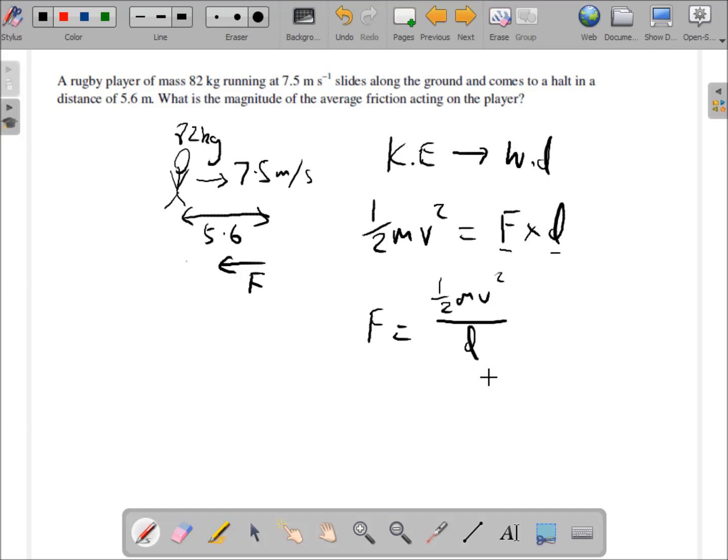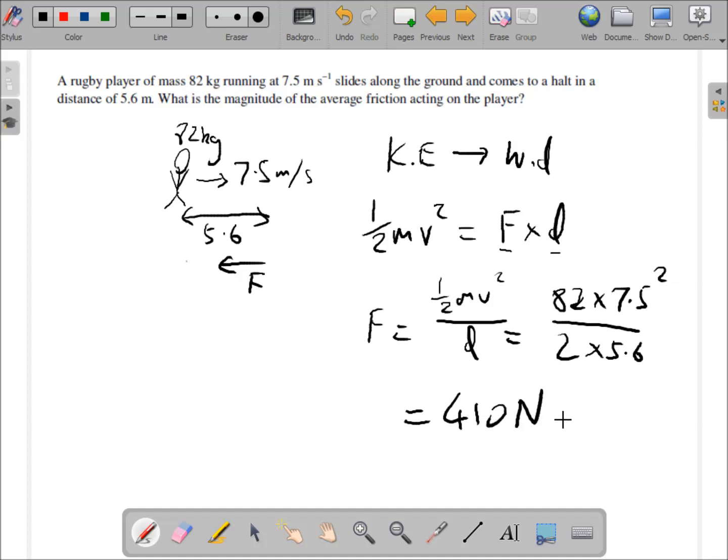our distance d. So plugging in our values, we've got 82 times 7.5 squared, and on the bottom, taking that half down to the bottom, we're going to have 2 times the distance, 5.6, and if we plug that all into our calculator, it's going to give us an average frictional force of 410 newtons.